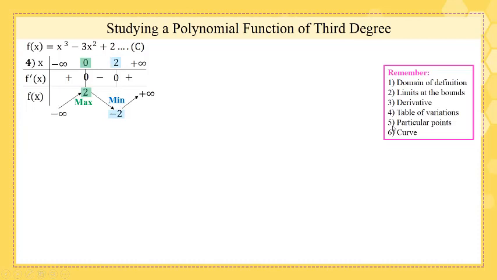Fifth step, determine the coordinates of some particular points. Intersection of C with the x-axis. So, y equals 0. You know that y equals f of x. That is, f of x equals 0. This equation is an equation of degree 3. Use a calculator to solve this equation.